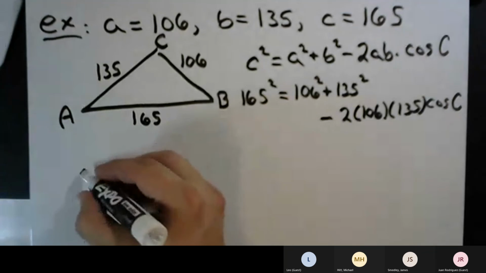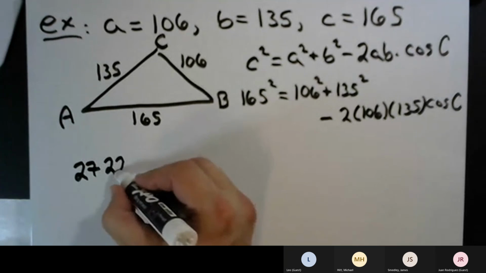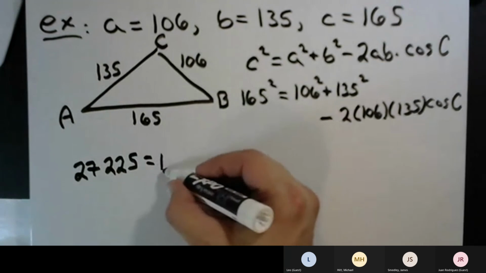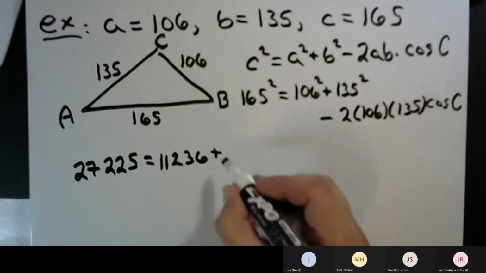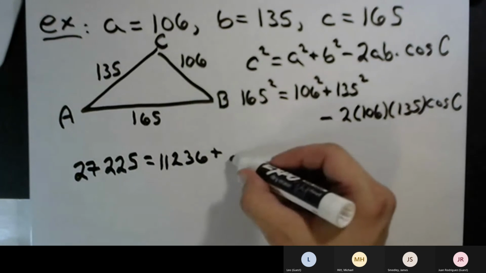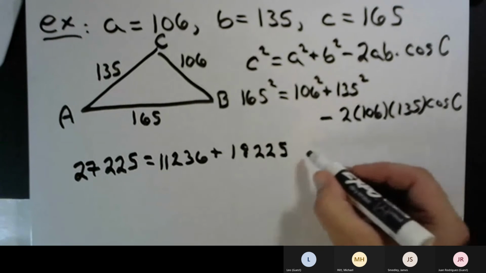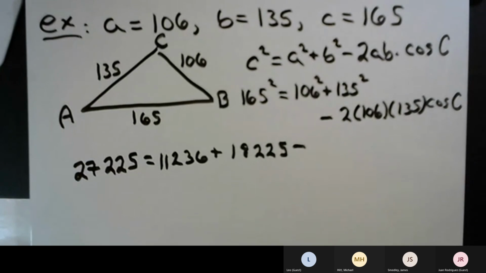So 165 squared, 27,225 equals 106 squared, 11,236 plus 135 squared. That's going to be 18,225 minus, let's go 2 times 106 times 135.